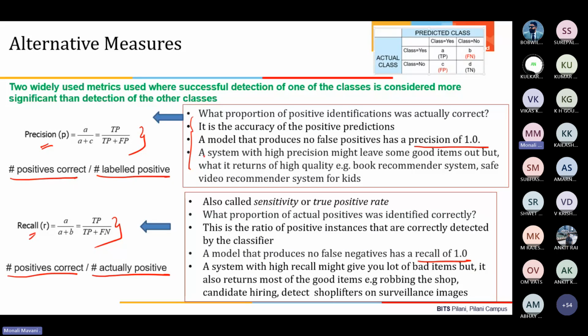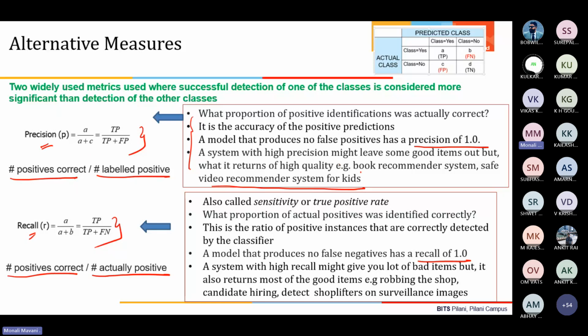So high precision, as the name suggests, precision. For example, you are developing a safe video recommender system for kids. So what do you want in that case? Whichever videos are recommended for the kids, they all should be safe, even if some of the safe videos are not getting recommended, because you do not want unsafe videos to be recommended to the kids. If that is your objective, you should look at the precision.